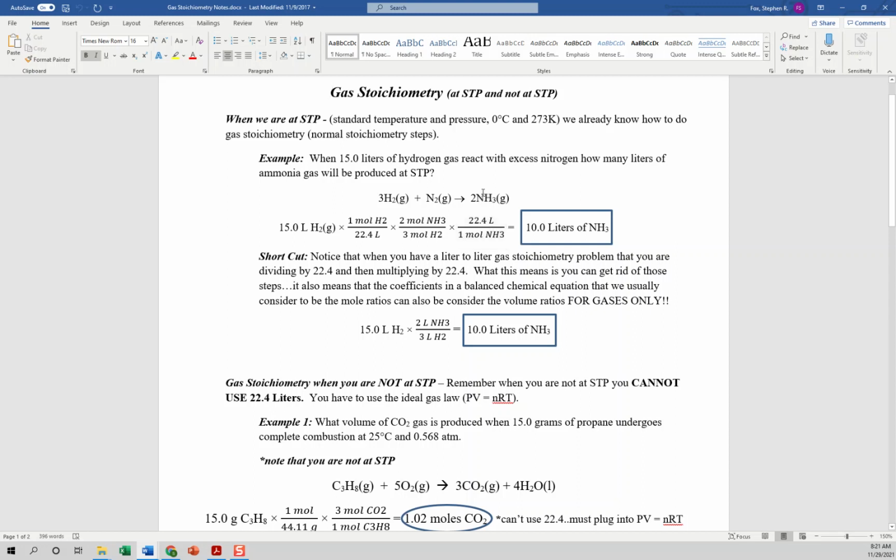And so now we're saying, well, what happens if you have a gas stoichiometry problem and you're asked for volume of a gas, but you're not at STP? Oh no, well, it just means you have to use the ideal gas law. So let me show you what I mean. But first, make sure you understand the shortcut.